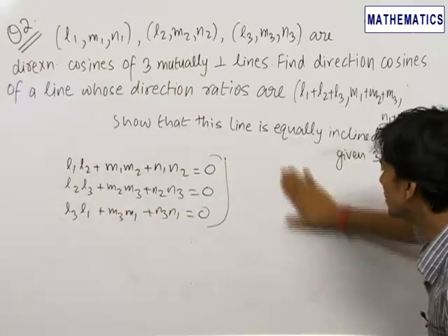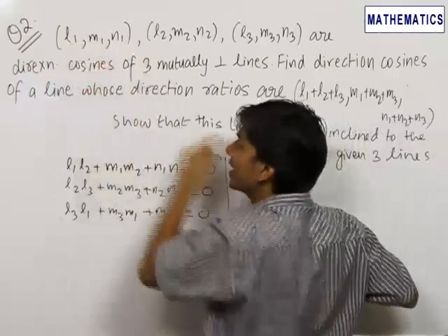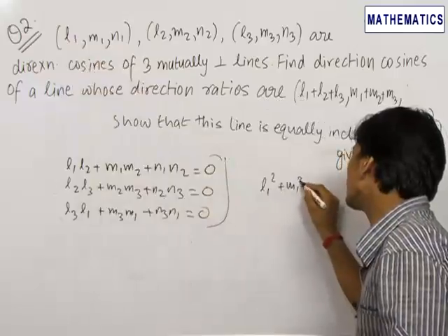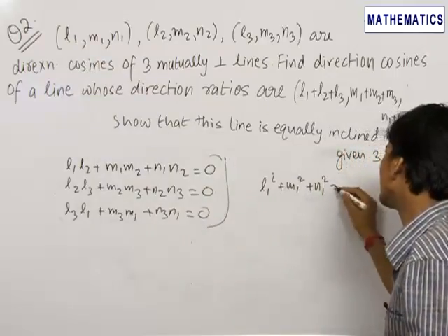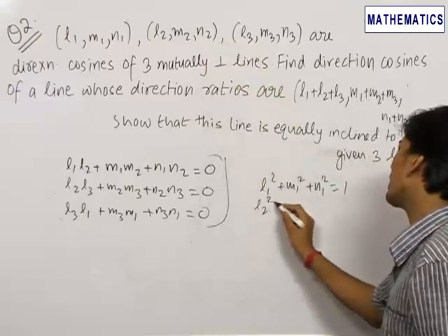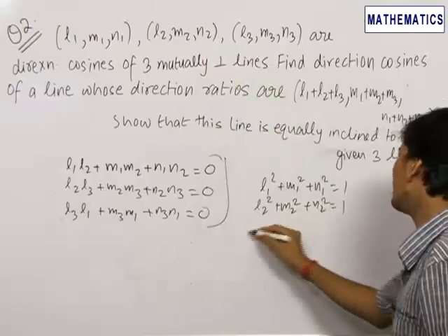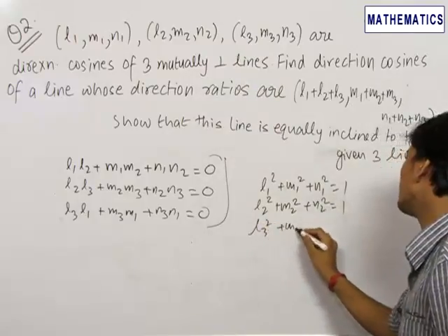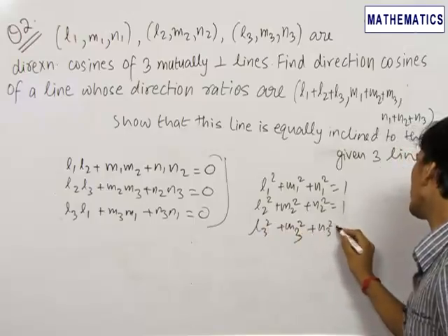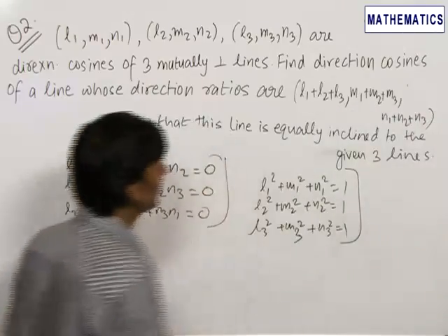We have another equation which people generally forget, that since these three are the direction cosines, we can write L1 square plus M1 square plus N1 square is equal to 1. Also similarly for these two we can write L2 square plus M2 square plus N2 square is equal to 1, and for the third one L3 square plus M3 square plus N3 square is equal to 1. Now these six equations are there with us.